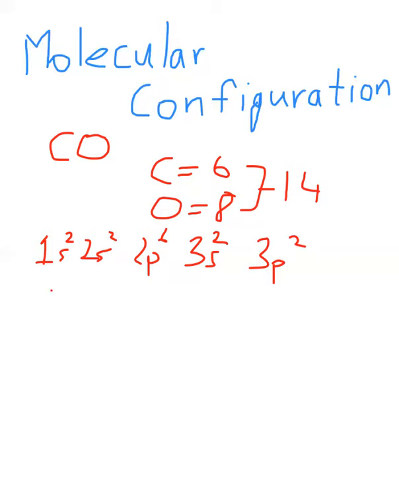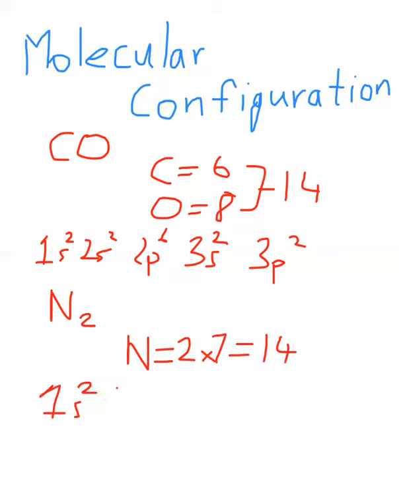Similarly, for nitrogen, there are 2 nitrogen atoms and each nitrogen atom has 7 electrons. So 2 times 7, this is 14 electrons. So the configuration will again be 1s2, 2s2, 2p6, 3s2, and 3p2. Now we can see that both of these molecules have the same electronic configuration. So we can call these two isoelectronic configurations.